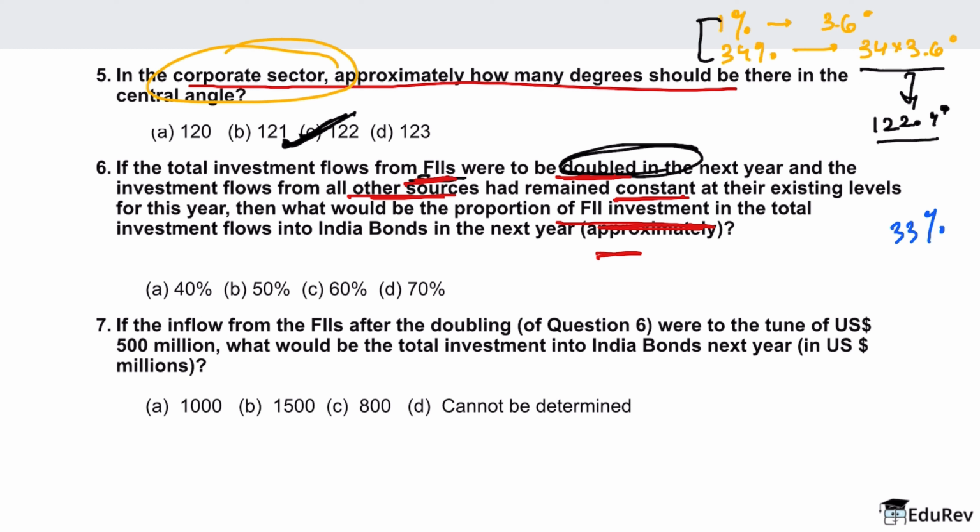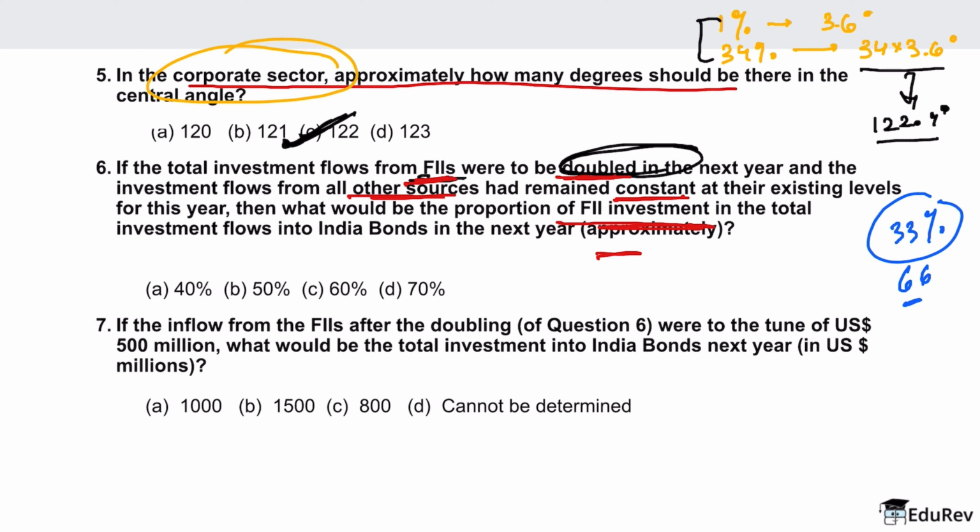Okay. So it was what? It was 33% as far as I remember. For FII. Alright. Now if their value is doubled and all the other investments are kept constant as it's said in the question, then their new value would be what? Now the value is doubled. So the new value has to be 66 out of 100, so it has to be 66.